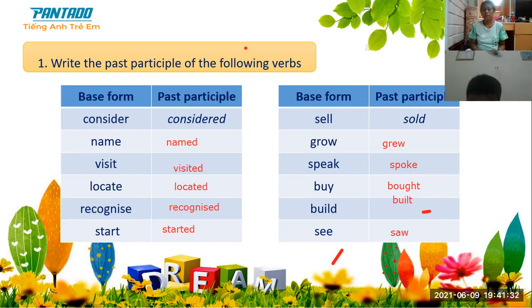Okay, finished? Very good. Name, named, correct. Okay, I will check it. Here: named, visited, located, recognize. The word recognize is spelled with a Z here. Okay, started. Very good, Tab. Next, grew. Okay, past participle.